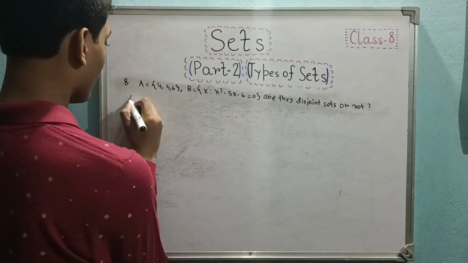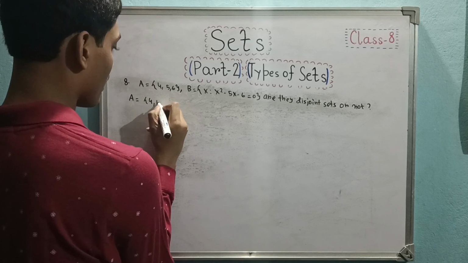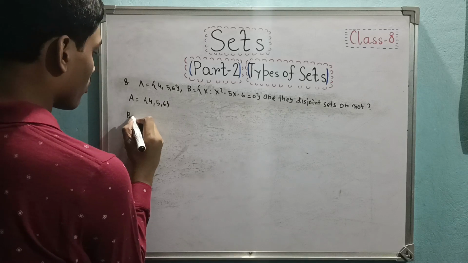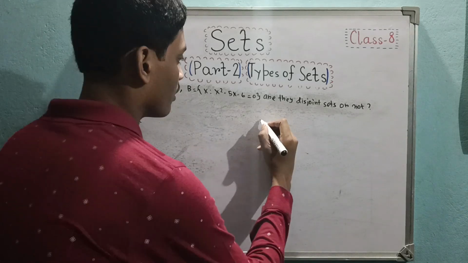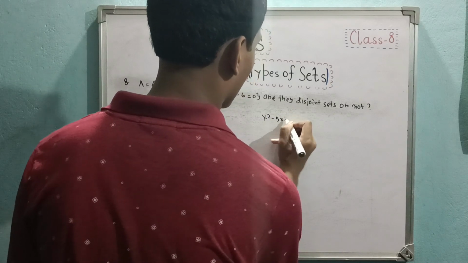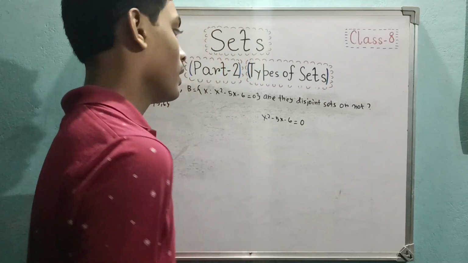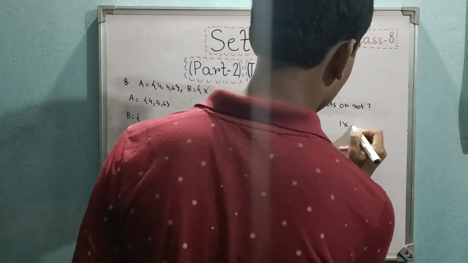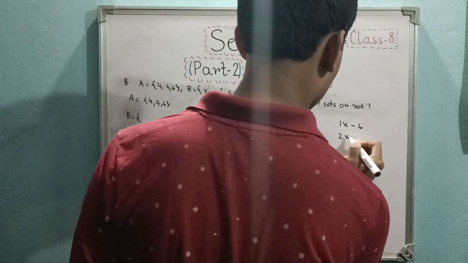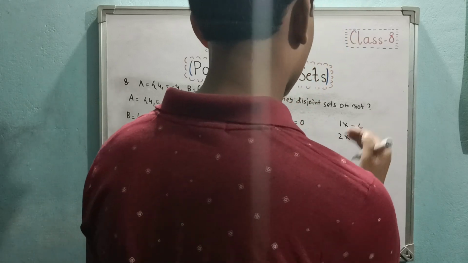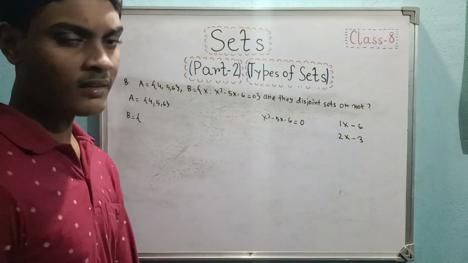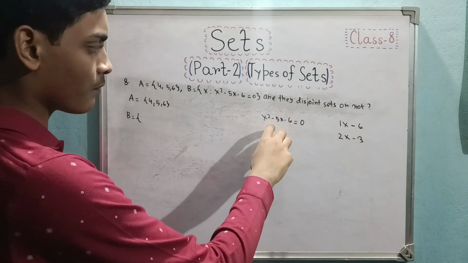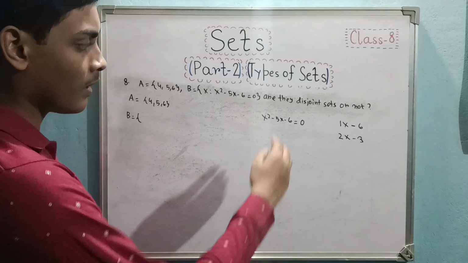What do they have for us? A equal to 4, 5, 6. Let it be as it is. For B, we need to solve this quadratic equation. X square minus 5x minus 6 equal to 0. Now let us see how we can make minus 6. We have done that. 1 into minus 6, 2 into minus 3. There we go. 1 into minus 6 is minus 6, the product of minus 6 and 1. And 1 minus 6 is minus 5, the coefficient of x in the middle term.